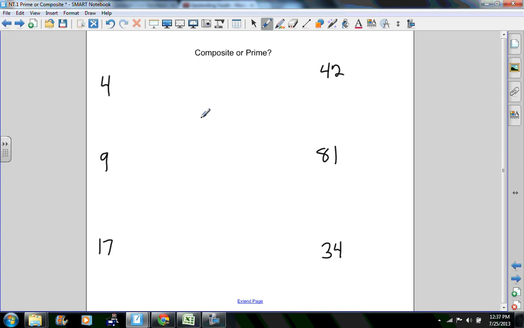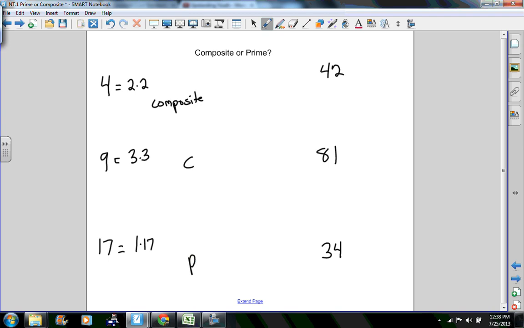So we got to ask ourselves, are these numbers composite or prime? So 4 can be made by 2 times 2. So I know that it's composite. Okay. 9, that can be made by 3 times 3. So that's also composite. 17, though, on the other hand, can't be divided by 3, can't be divided by 4. The only way we can make that is 1 times 17, so that makes it a prime.